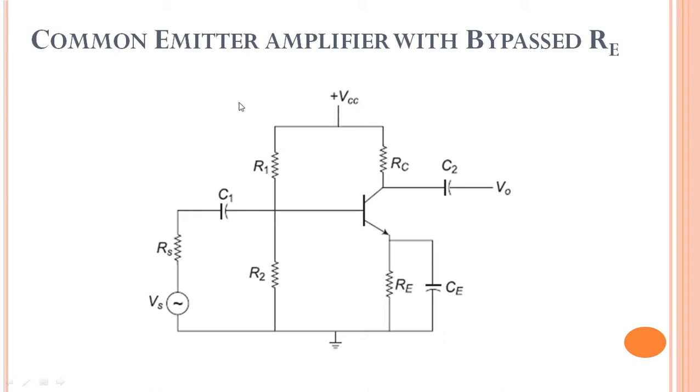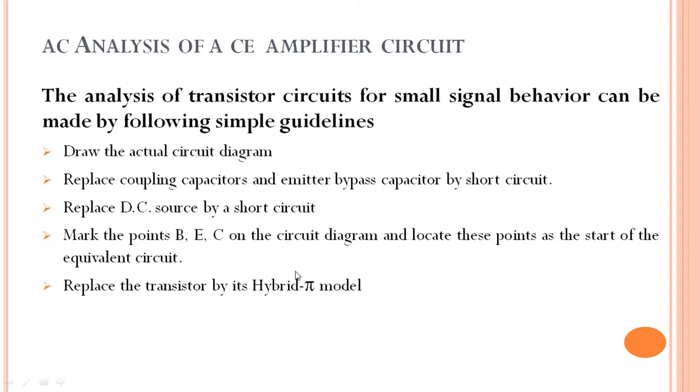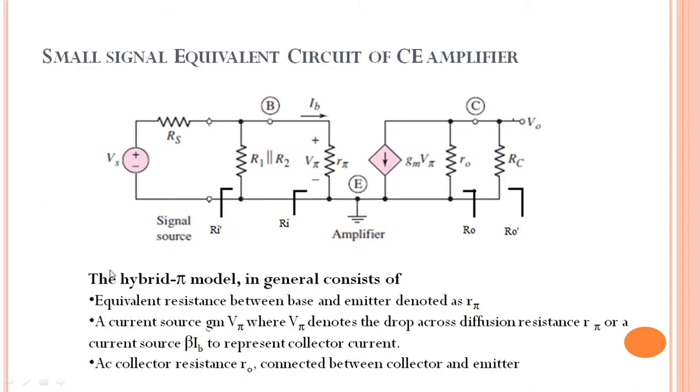If the DC source has been short circuited, that is, the other end of R1 is grounded, the other end of R2 is grounded, then R1 and R2 will become parallel. So we can redraw the circuit as a simplified circuit, where the input Vs is in series with the source resistance Rs, and in parallel, R1 and R2 are connected, and this R1 parallel to R2 can be written as RB, where RB is equal to R1 parallel with R2. And now we are going to replace the transistor by its hybrid pi equivalent circuit.